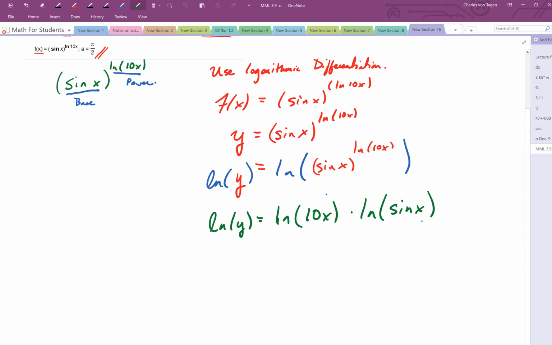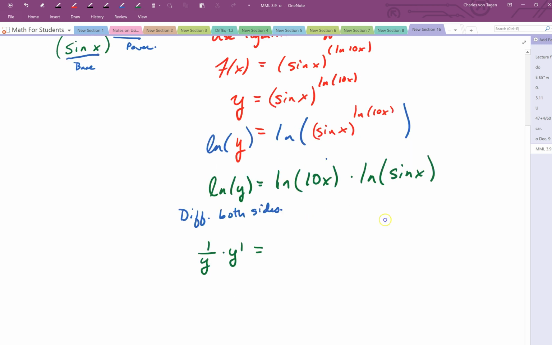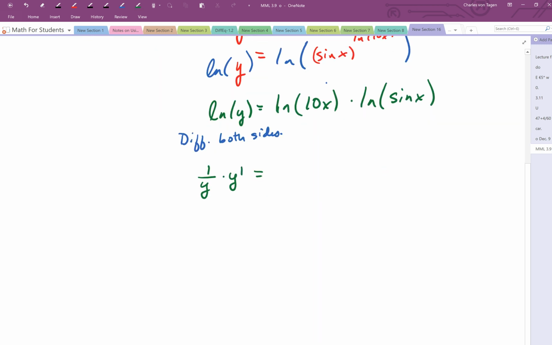Okay. So now we're ready to go ahead and do some calculus. So let's differentiate both sides through the technique of implicit differentiation. So when we do so, we get 1 over y times y prime equals, and let's pause for just a minute to remind ourselves why we're doing implicit differentiation.